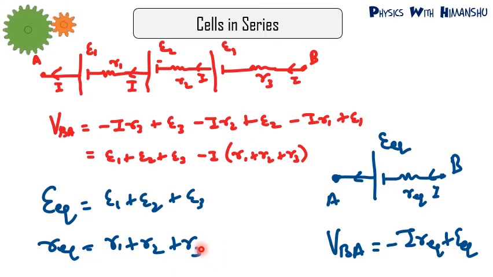Now remember, howsoever cells are connected, internal resistance will get added up. But for EMF, this will not be the case. For EMF, it will depend on how cells are connected, whether negative is connected to positive, or positive is connected to positive, or positive is connected to negative. So how to solve numericals is the more important part, but you have to learn this derivation because it is part of our syllabus. Okay.